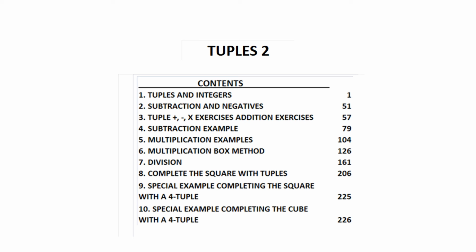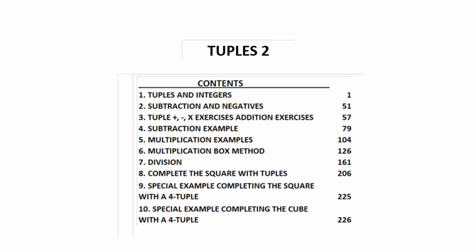Then we have a subtraction example, and multiplication examples with a lot of exercises and detailed answers, and then we also include the multiplication box method. So if we're doing 3-digit numbers times 3-digit numbers, it is a very easy method to apply. Also for 4-digit numbers times 4-digit, 5-digit times 6-digit numbers, and so forth.